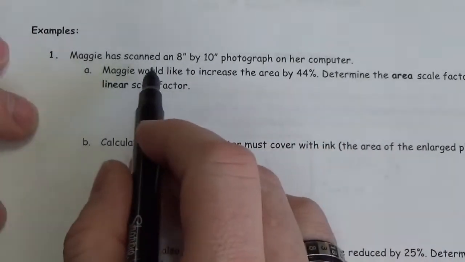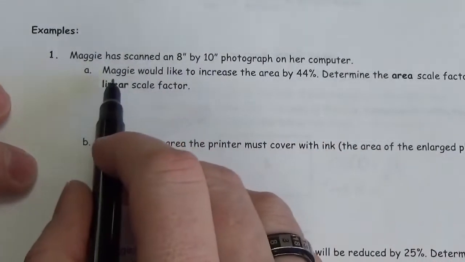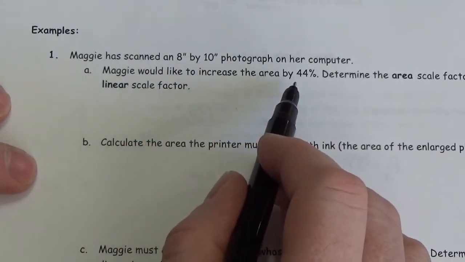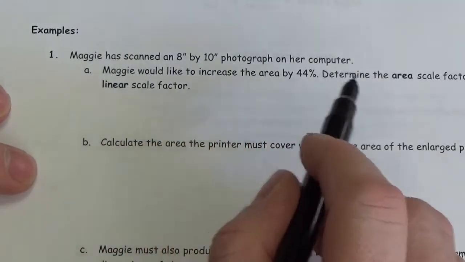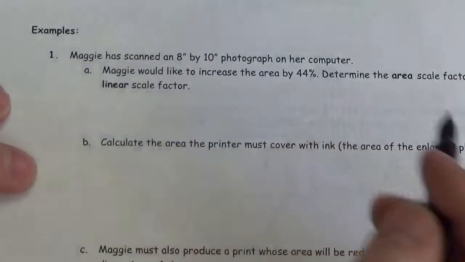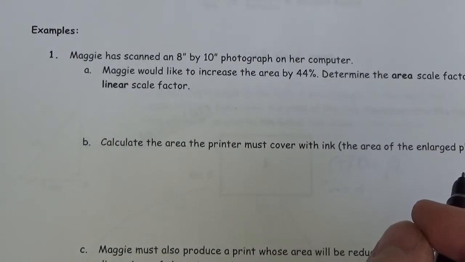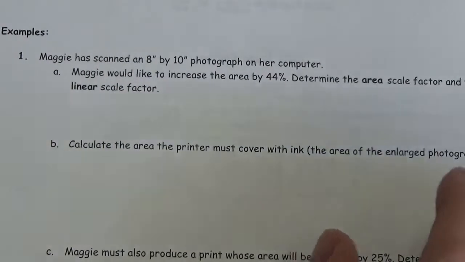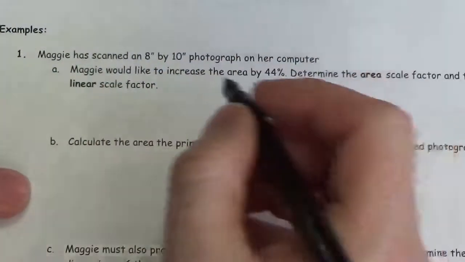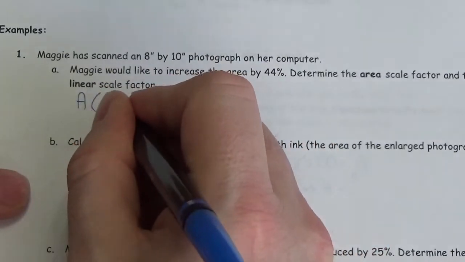It says Maggie has scanned an 8-inch by 10-inch photograph on her computer. Maggie would like to increase the area by 44%. Determine the area scale factor and the linear scale factor. Well, if she's going to increase the area by 44%, what that means is we're going to take the area and multiply it by 1.44.